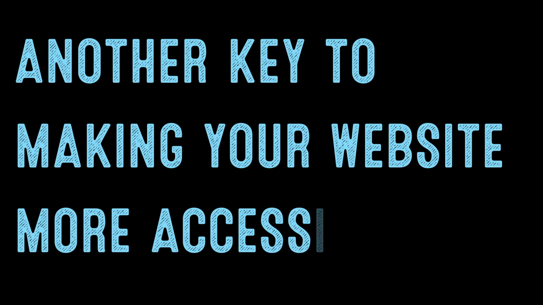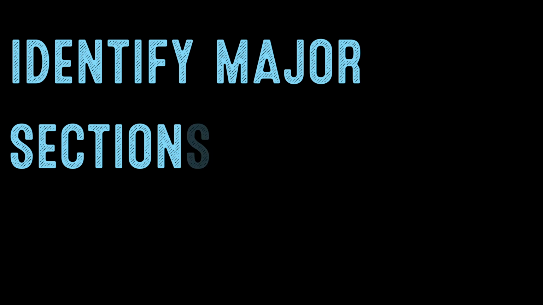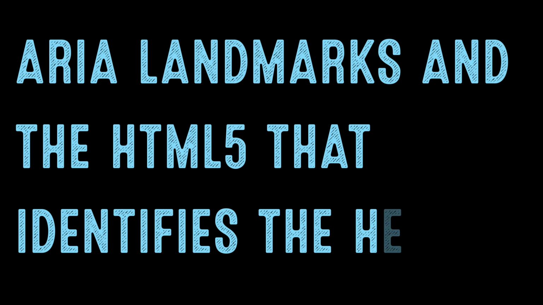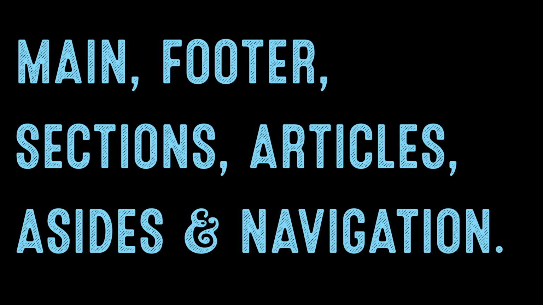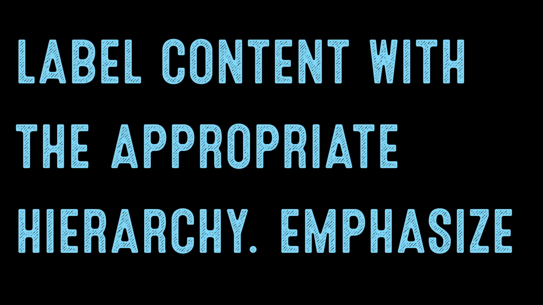Another key to making your website more accessible is by using good structure when writing your code. Identify major sections as discussed with last week's ARIA landmarks and the HTML5 that identifies the header, main, footer, sections, articles, asides, and navigation. Screen readers will also use your headings to help navigate through the content, so it is important that you label content with the appropriate hierarchy.